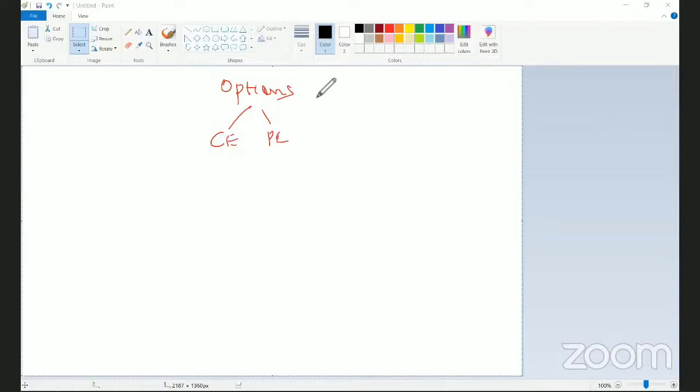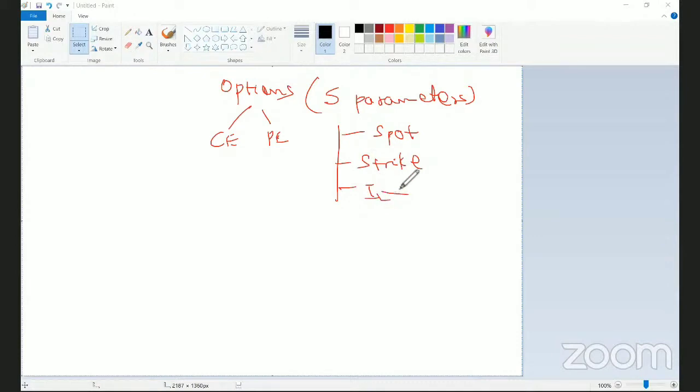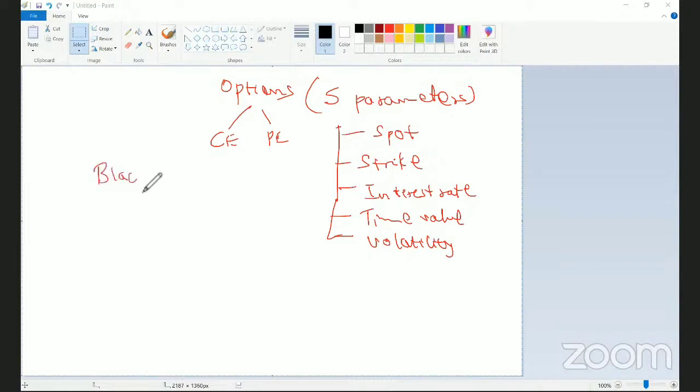So the option value is defined not by just 2 parameters, it's defined by 5 parameters. Which 5 parameters? Spot price, strike price, interest rate, time value, volatility. So these are the 5 parameters which decide the option price. It has to be put into a Black-Scholes formula.